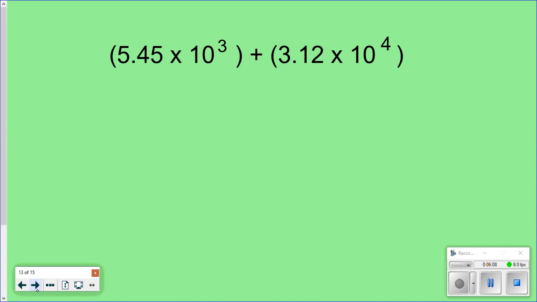All right, let's try another. So I have 5.45 times 10 to the third plus 3.12 times 10 to the fourth. Let's try to change the 3 to the 4 this time instead of trying to change the 4 to a 3. So I'm going to change this to a 4. And to do that, I have to move to the left once.